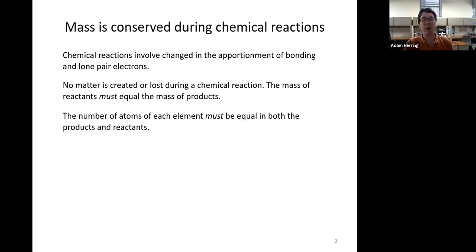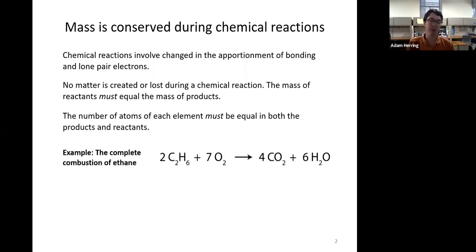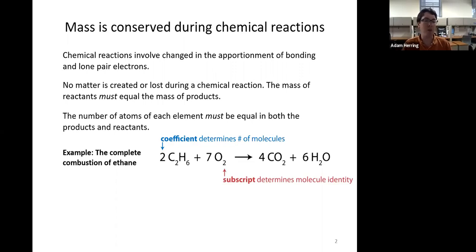Therefore, the number of each atom of each element must be equal both in terms of the products and the reactants. So for example, this is a reaction that is the combustion of ethane. And to interpret this, we need to understand that the coefficient in front determines the number of each molecule, where the subscript will help to identify the molecule itself. So what we see here is that we have 2 ethane molecules reacting with 7 oxygen molecules to produce 4 carbon dioxide and 6 water.